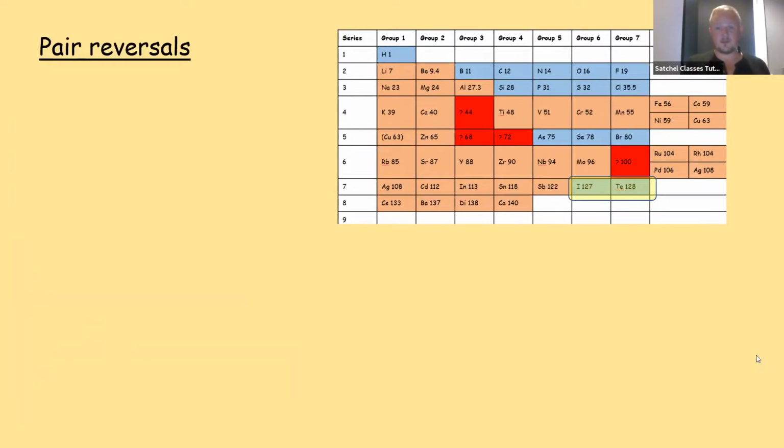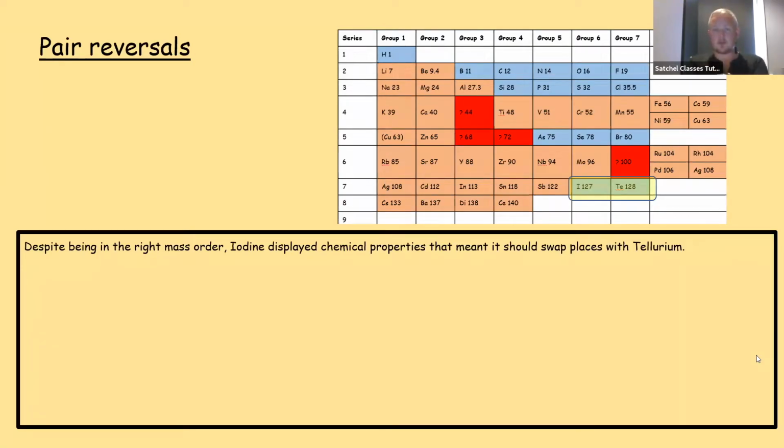The problem with this is that even though they're in the right mass order, iodine displayed chemical properties that meant it should be in group 7. It should have swapped places with tellurium. Like fluorine, chlorine, and bromine, iodine was a non-metal that does not react easily with oxygen.